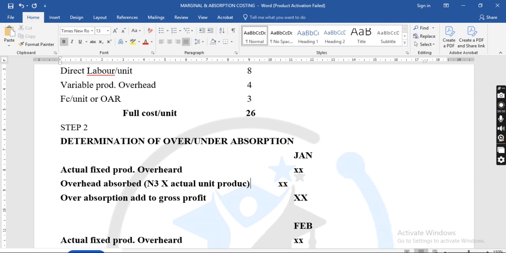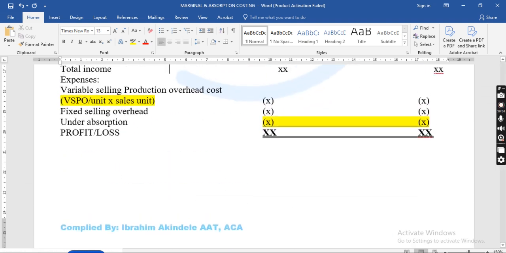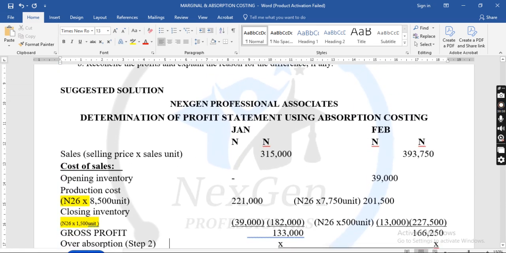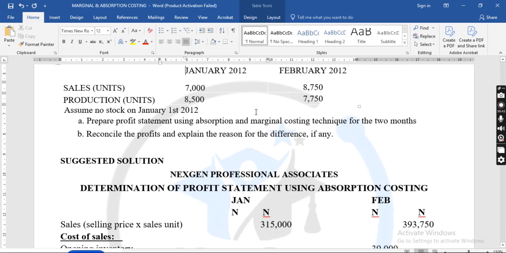So what is the actual unit produced in January? Production is 8,500 units, right? Class, 8,500 units, right?